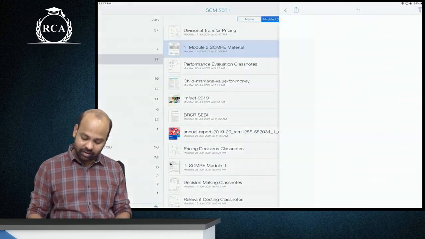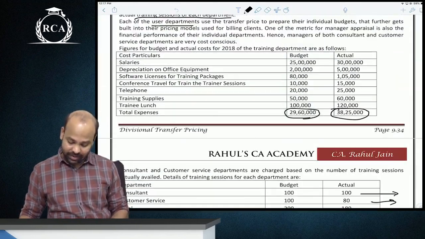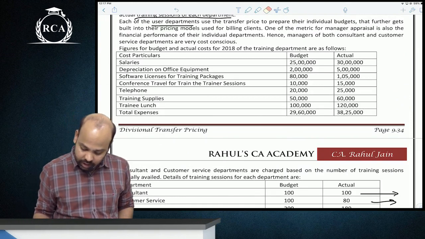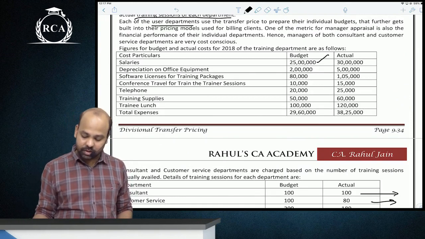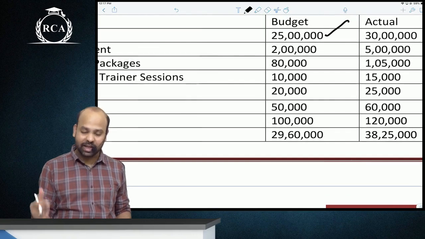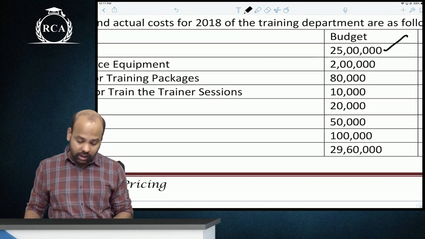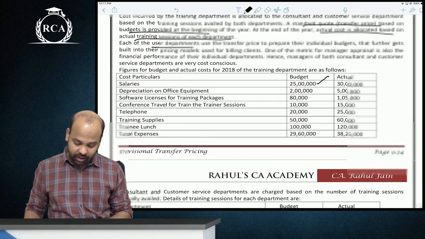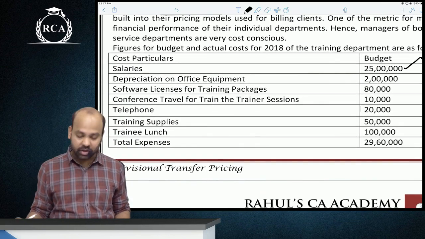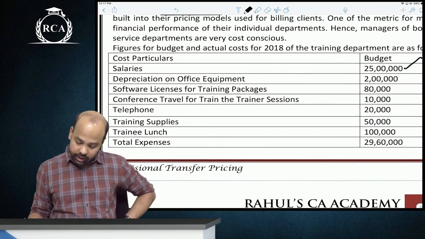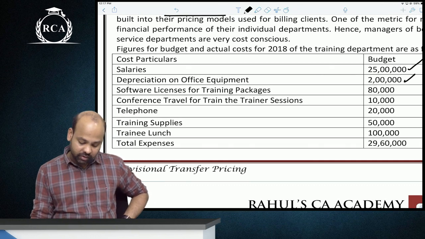Look at the expenses given in the question. Undoubtedly, the salaries of the trainers would be fixed in nature. Forget the actuals, they are not relevant now. Depreciation on office equipment is fixed in nature.